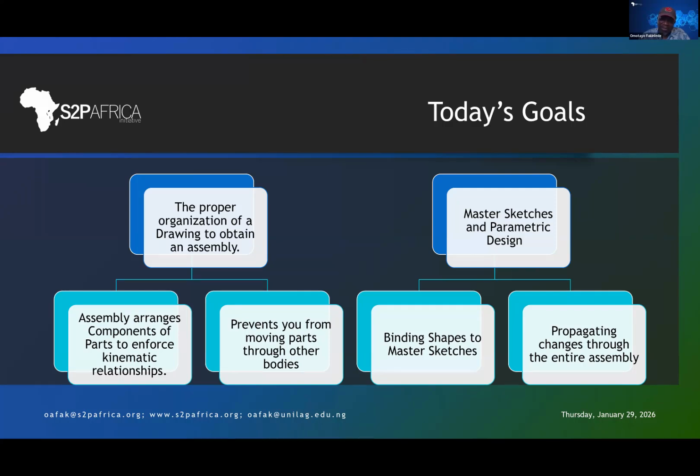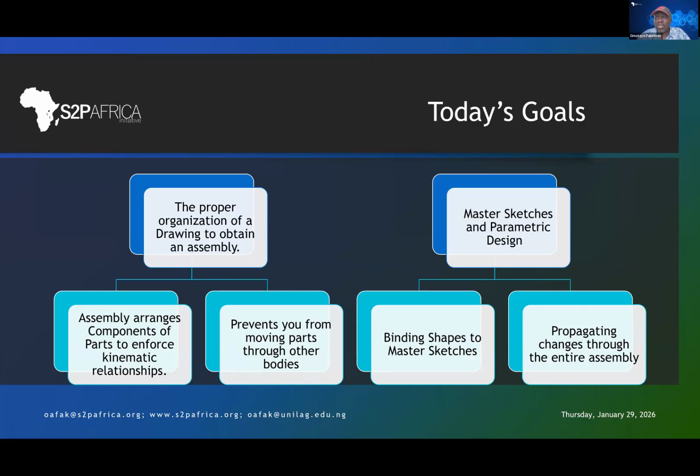And you bind shapes to master sketches. So even though a shape may have its own sketch, somehow that shape and that sketch is related to the master sketch. So that if you make changes in the master sketch, there will be some consequence in the other bodies that depend on that master sketch. And because of this, you can propagate changes through the entire assembly. So you can change something in the master sketch and it will reflect in the entire assembly.